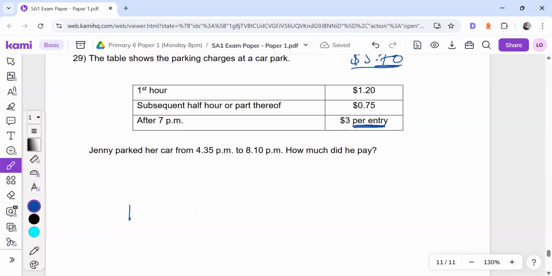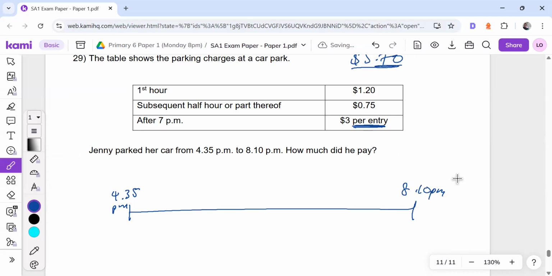All right. So you need to draw a line method. So you have 4:35 p.m. until 8:10 p.m. So what do you do? For paper 1, you always do this line method. And then you cut the first hour, so until 5:35 p.m. First hour is $1.20. And then you just cut half an hour, half an hour, half an hour. Wow, that's a lot. Okay, it's not a lot. So 30 minutes later will be 6:05. This is why you have the line method, so you can cut.